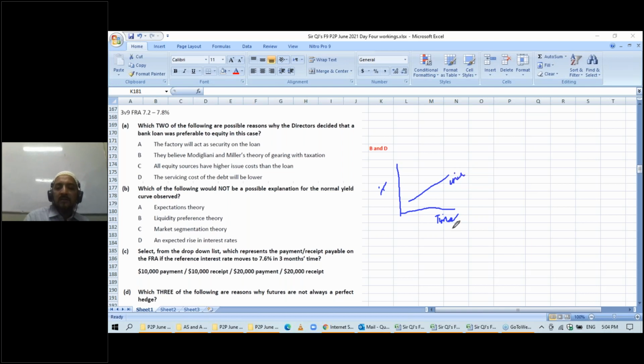And inverse, if the curve is inverse, then it will be of this shape. It will be like this. This is the inverse curve. So this means that interest rates are going to fall in future. Reverse, and this indicates that interest rates are going to increase in future. So which theories does this link to? For this you have to read the theories in future. So they are asking which of the following would not be a possible theory.